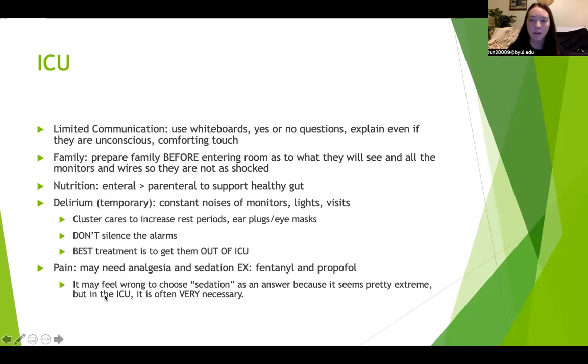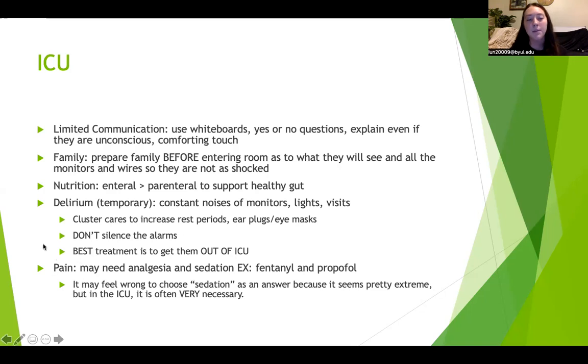So just like with catheters, when you have a catheter in, the best way to prevent infection is to always be assessing for when you can get the catheter out. And so when somebody's in the ICU, the best way to prevent delirium and long-term effects is to get them out of the ICU as soon as they're able to be released.